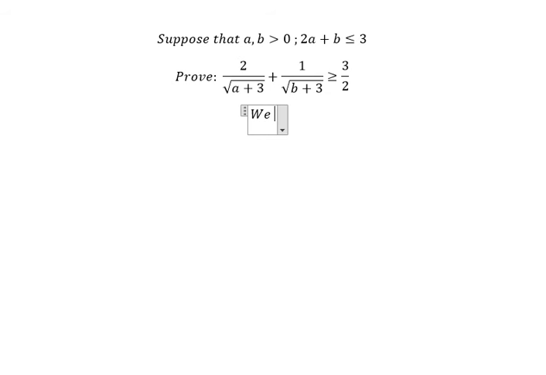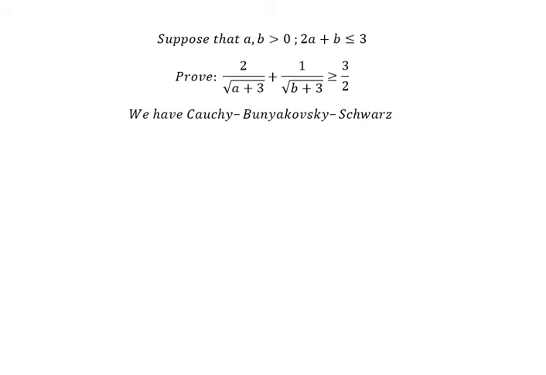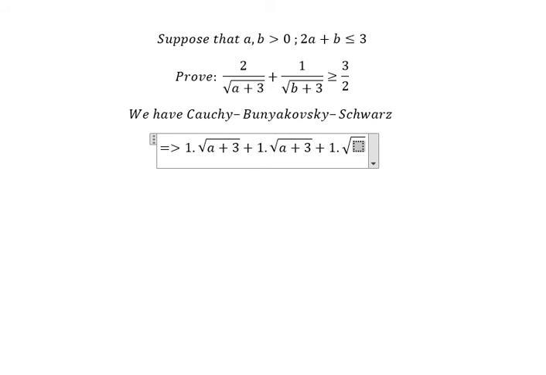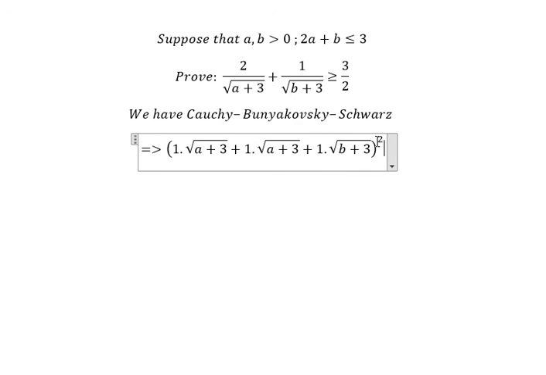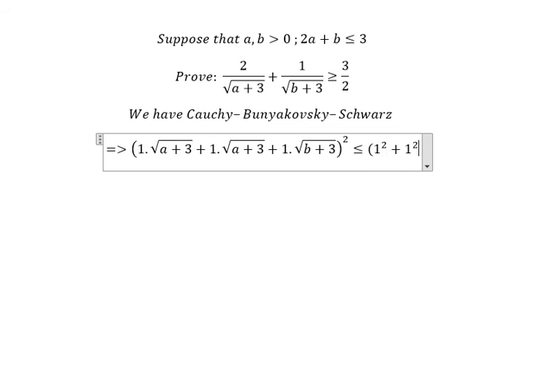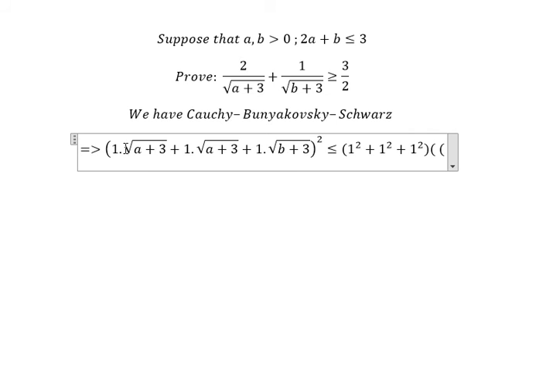We need to know this inequality. That's about Cauchy, Bunyakovsky, and Schwarz. And we just apply it in this way. We put number 1 multiplied with the square root of a plus 3, and number 1 multiplied with the square root of b plus 3, everything to the power of 2, is smaller than or equal to, we have 1 and 1, so we have 1 squared plus 1 squared plus 1 squared. We have square roots, so the square root has the power 2.